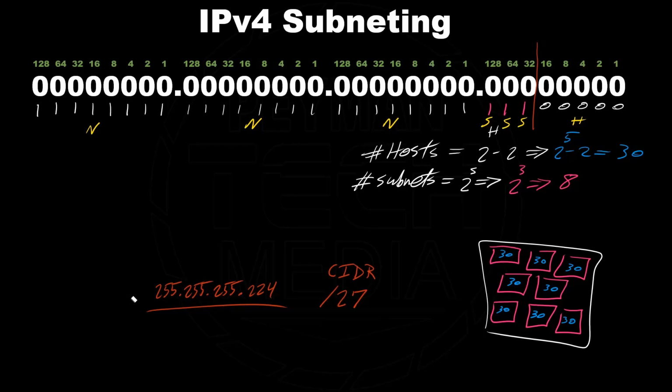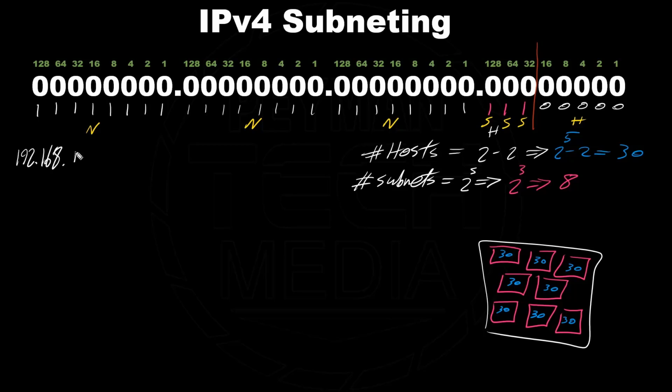So I'm going to go ahead and erase all this. Let's say they gave us a class C IP address, 192.168.1.82. And of course the CIDR notation is, this is 8 plus 8, 16 plus 8, 24, 25, 26, 27.